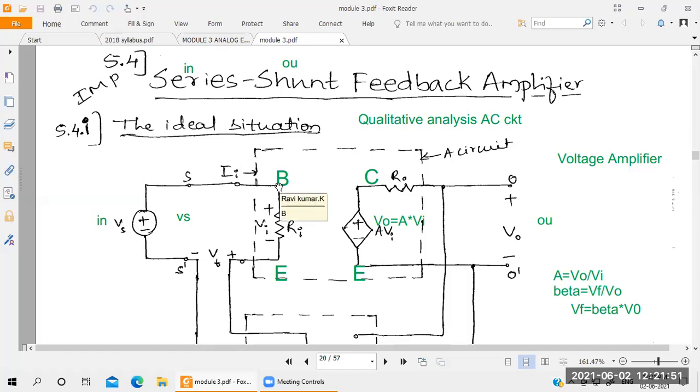Which means we can pass the current from base to emitter. Okay, that's why I connect one resistance here. What is the name of the resistance here? Ri. Okay, this is the internal input resistance. Same thing, now you take Vi, the voltage across the base to emitter, that is Vi. The voltage across the base to emitter is Vi, across the input resistance.